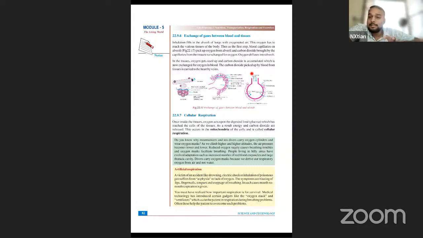Now, cellular respiration. What do you mean by cellular respiration? Like I told you, respiration and breathing are both different. Respiration is basically the breaking down of glucose in the presence of oxygen so that we can get the energy and use that energy for doing different work. This is cellular respiration. But what do you mean by breathing? Breathing is only inhalation and exhalation.